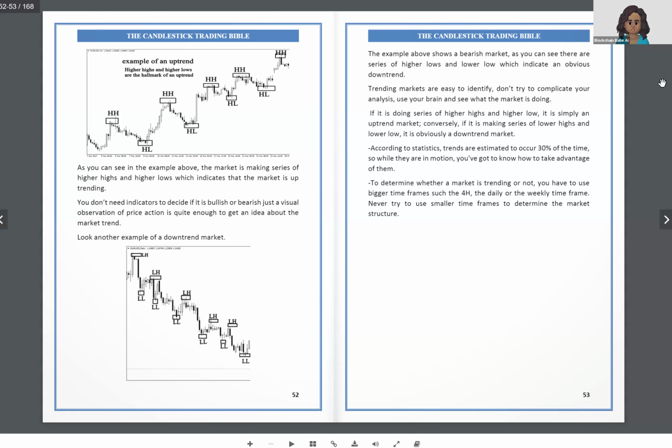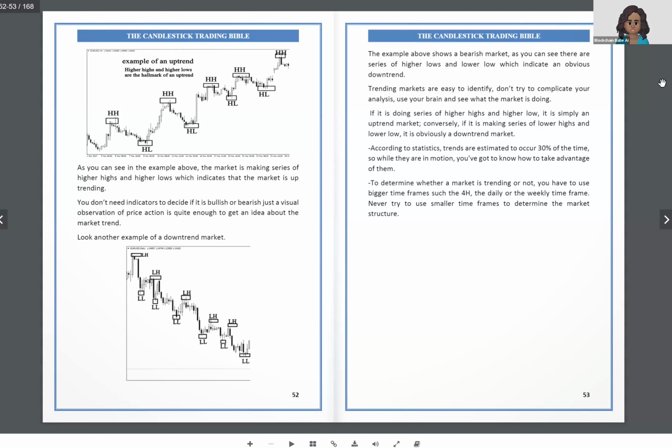Don't try to complicate your analysis. Use your brain and see what the market is doing. If it is doing series of higher highs and higher lows, it is simply an uptrend market. Conversely, if it is making series of lower highs and lower lows, it is obviously a downtrend market. According to statistics, trends are estimated to occur 30% of the time. So while they are in motion, you got to know how to take advantage of them.